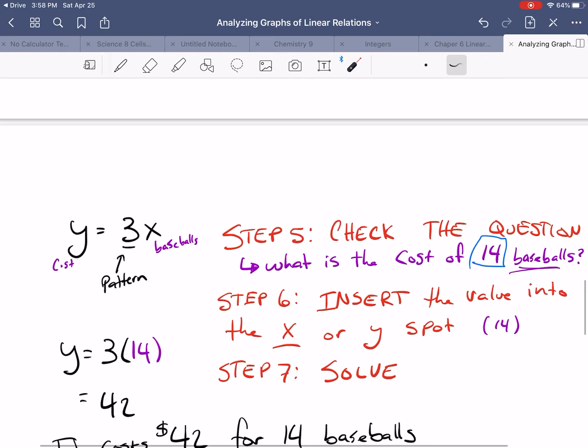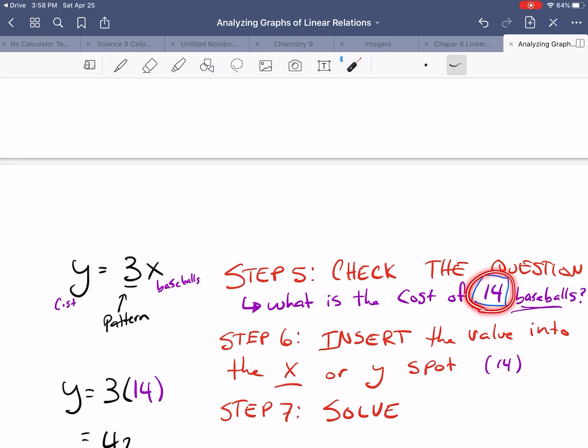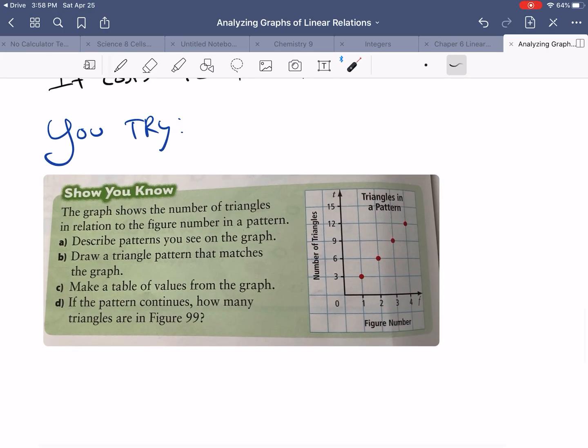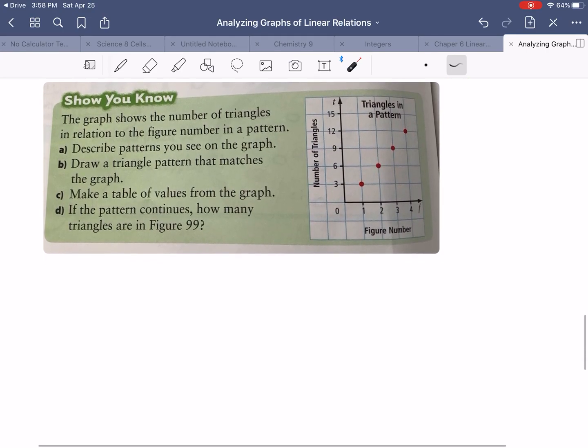So being able to actually plug numbers into our letters is really important, and that allows us to not have to make tables that are like 20,000 times long. So that's super important. All right, guys, so we're going to do a show you know.